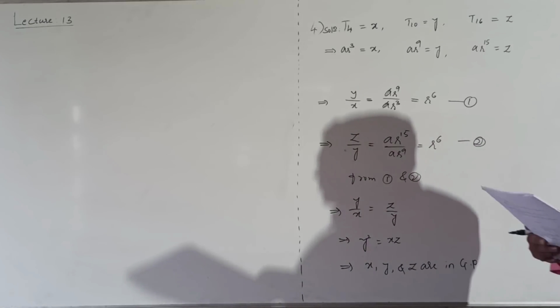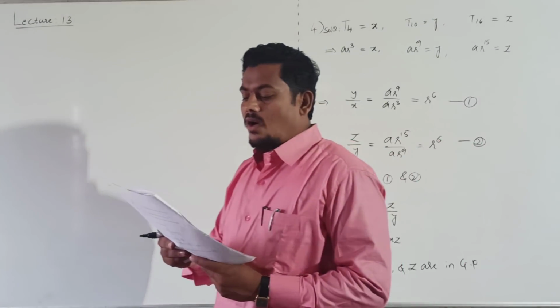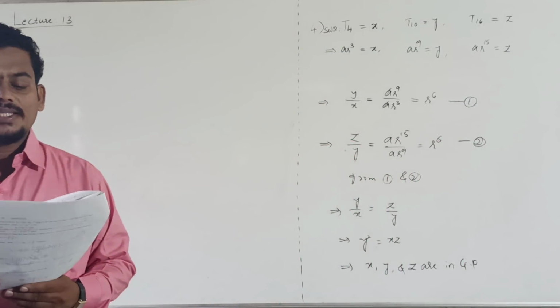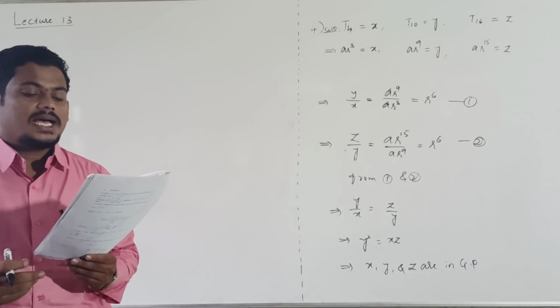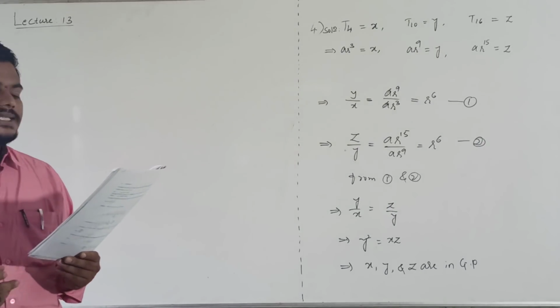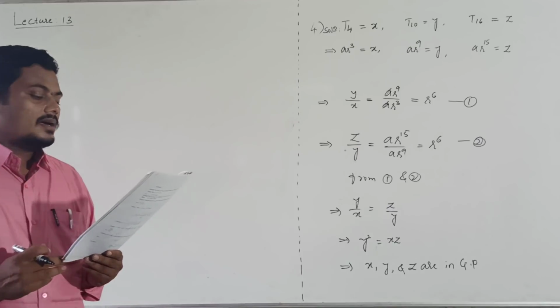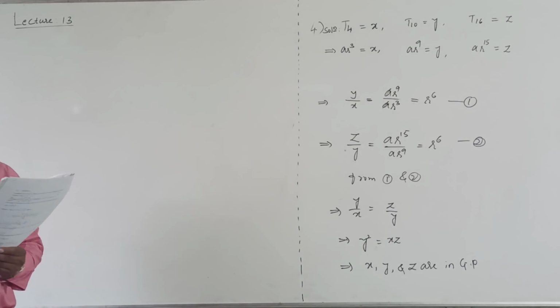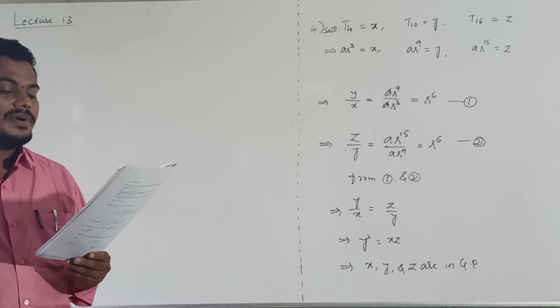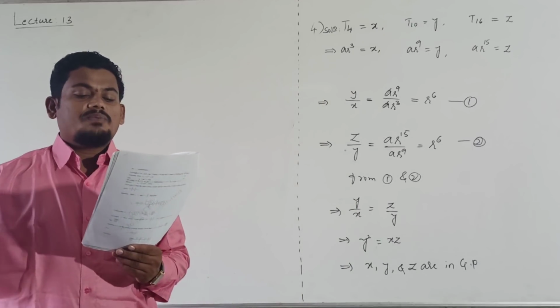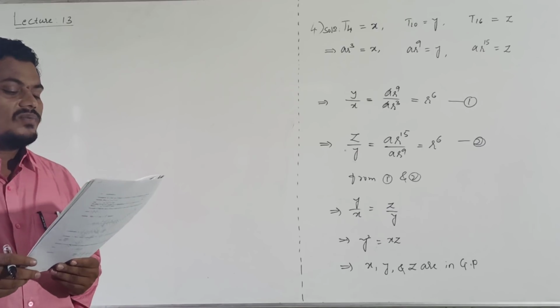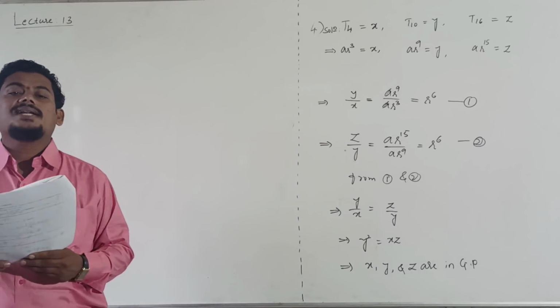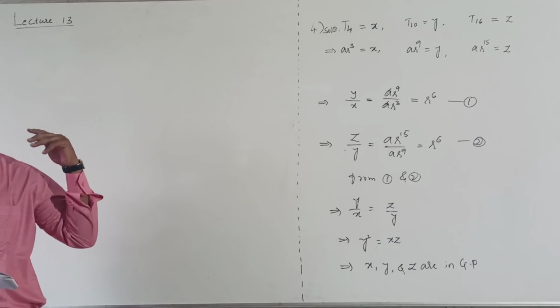The sum of the first three terms of a GP is 13 divided by 12 and their product is -1. Find the common ratio and the terms. Means find those three terms.